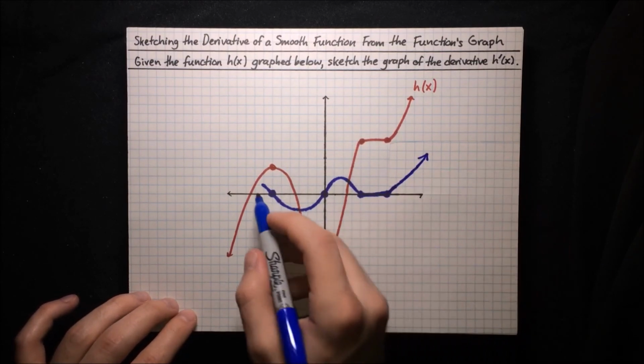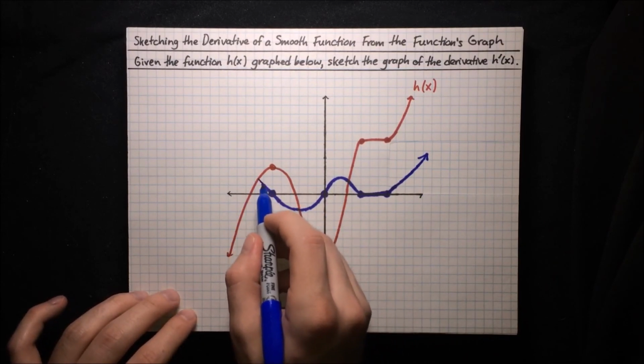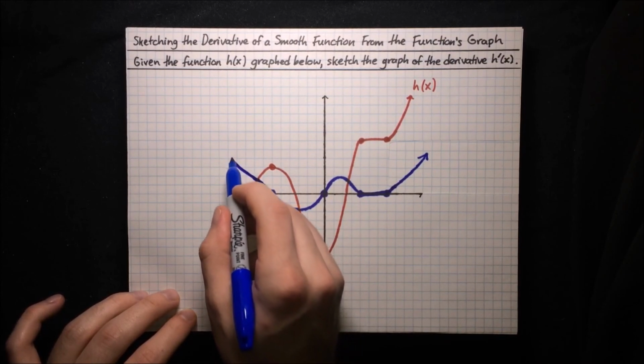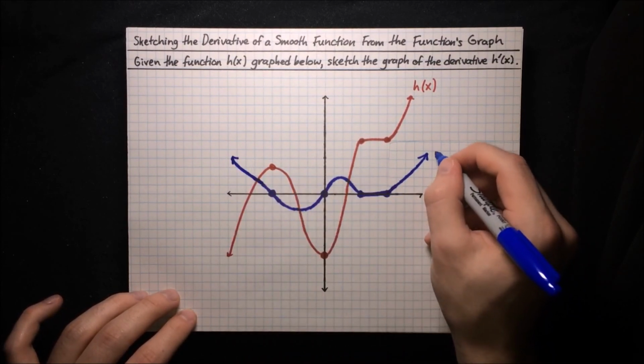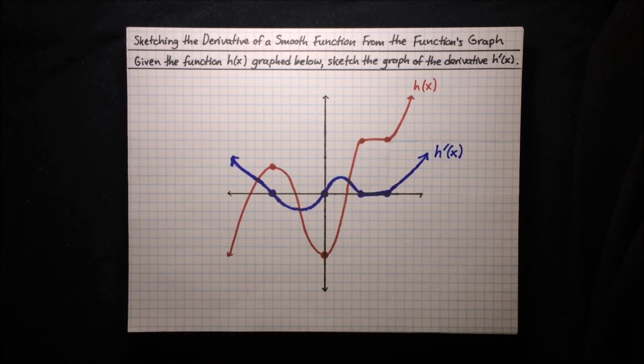And on the other side, way over here, the function is increasing from the left, so the derivative is positive going this way as well. So there we go. There's the graph of the derivative h prime of x. So now we know how to sketch the derivative of a smooth function from the function's graph. And in the future, we'll also learn how to sketch the derivative of a non-smooth function from the function's graph as well.